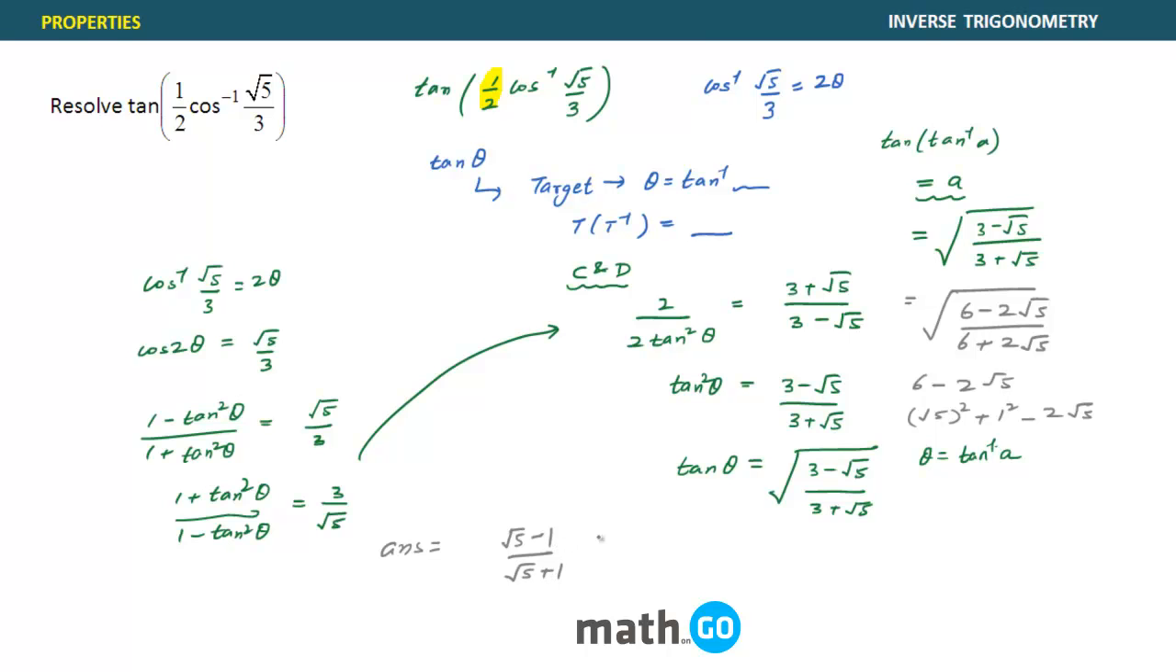And then again you can do the rationalization to solve this particular step. So this will become (root 5 minus 1) whole square divided by 4, and then you can again solve this. So this becomes (6 minus 2 root 5) by 4, and you can cancel out 2, so this becomes 1 by 2 times (3 minus root 5). So this is the final answer that will actually match in your exam sheet. Okay, and this is how you solve this particular problem.